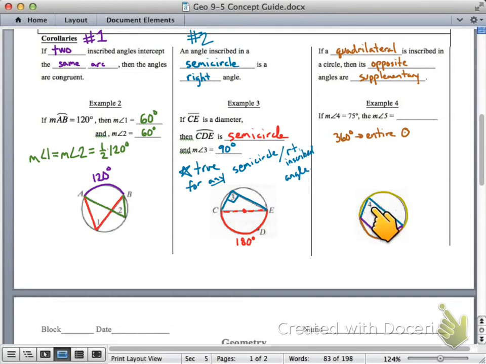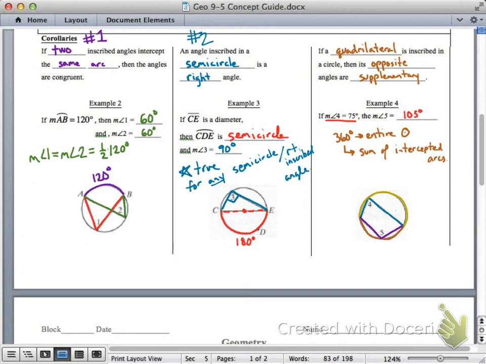Well, what happens? Angle 4 intercepts this orangish arc. Angle 5 intercepts this yellowish arc, which makes an entire circle. So if the entire circle is 360 degrees, angle 4 plus angle 5 have to equal half of that. So the sum of the intercepted arcs is 360.